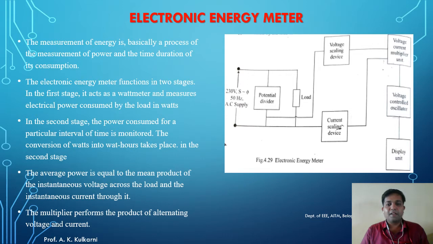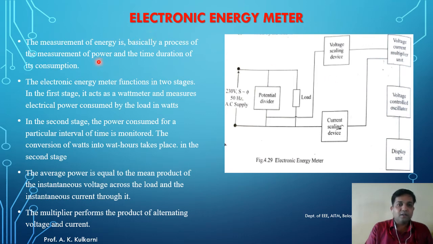This is the schematic or block diagram of an electronic energy meter. It consists of a potential divider, voltage scaling device, current scaling device, voltage current multiplier unit, voltage controlled oscillator, and a display unit. Energy is nothing but a product of voltage and current, as we know. So depending upon this, we are going to measure the voltage and current value with the help of these devices to find out the accurate value of the energy.